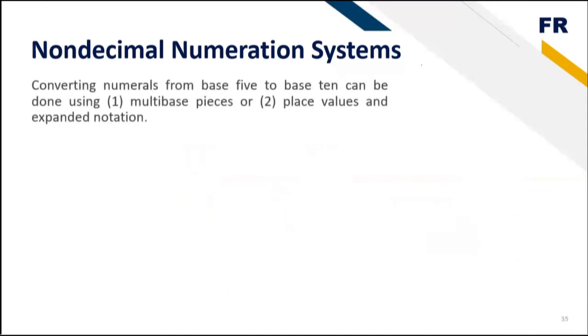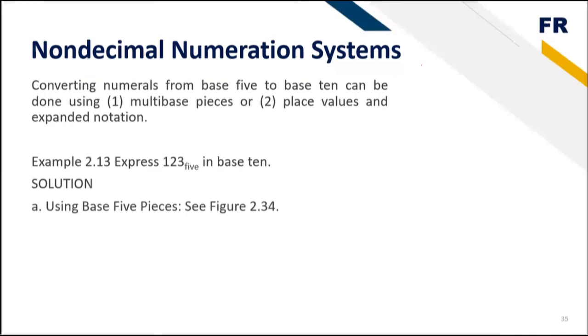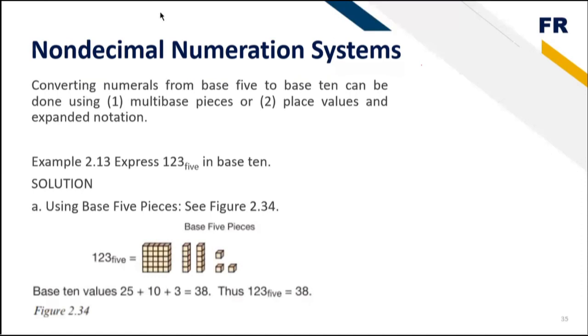Converting numerals from base 5 to base 10 can be done using multi-base pieces or place values and expanded notation. Dalawa yung pwedeng ipahayag natin kapag converting, yung base 5 to base 10. Let's say, express the 123 base 5 in base 10. Tingnan natin. So, using base 5 pieces, yung 123 base 5, that is equivalent with 1 block or 1 flat, then 2 longs and 3 units. So, sa base 10, yung 1 flat ay 25 at yung 2 long ay 2 times 5 at yung 3 units. So, kaya yung sa base 10, yung 123 base 5 ay magiging 25 plus 10 plus 3, which is 38. Thus, the 123 base 5 is equivalent to 38.